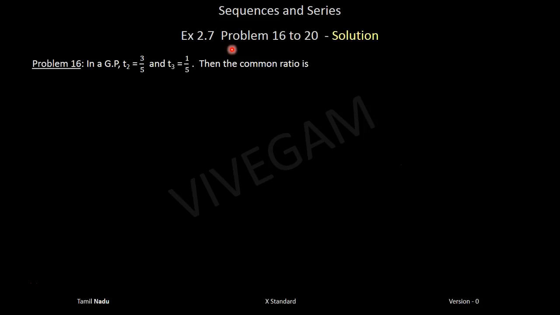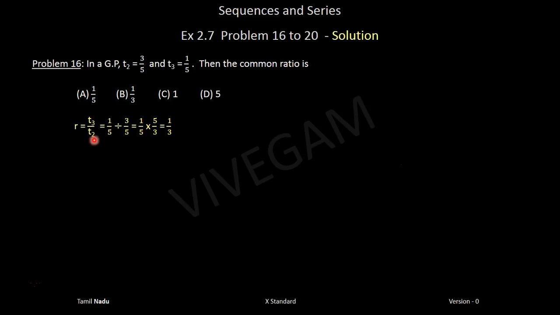So let's get into exercise problem 16. In a GP, T2, the second term, is 3 by 5, T3, the third term, is 1 by 5, then the common ratio is, we have 4 options. This is a very simple problem. T2 is given, T3 is given. And what is R? R is T3 by T2. Calculate T3 by T2 and select the option, right?